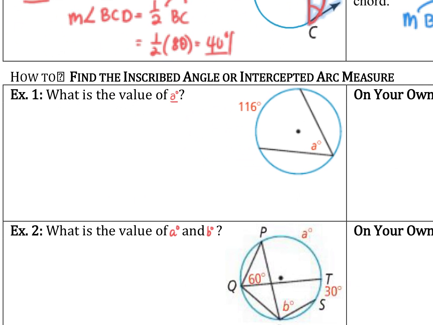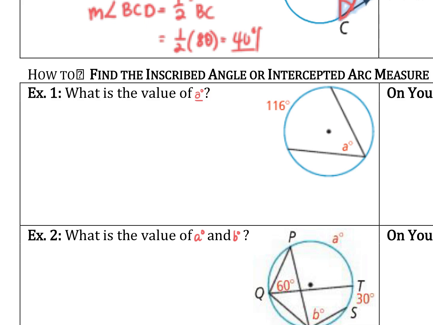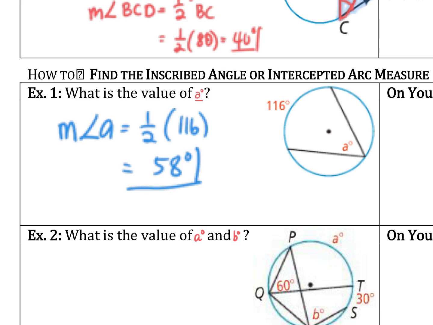Example number 1, let's look at this one. They're asking us for the value of A. We said earlier, according to the first theorem, that the measurement of an inscribed angle is 1/2 of the intercepted arc. So angle A is equal to 1/2 of the intercepted arc, which is 116. So 116 divided by 2 is going to give you 58 degrees. Okay, that's it.